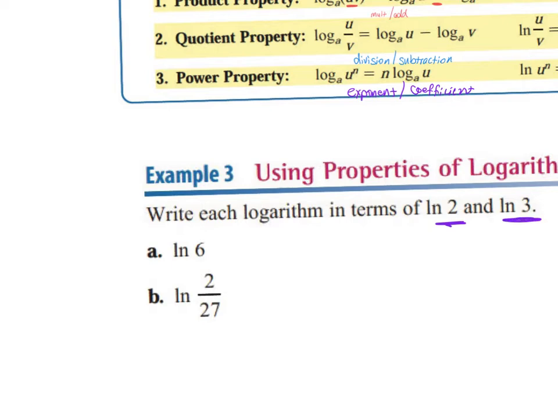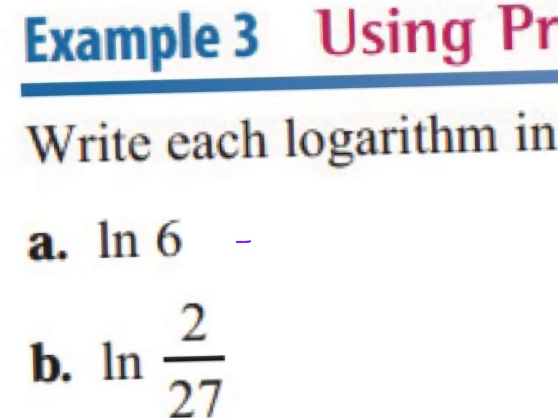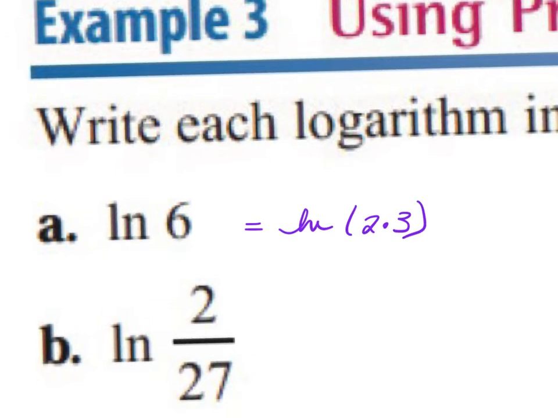Okay? So I can rewrite ln of 6. You guys agree? I can rewrite it as the natural log of 2 times 3. Everybody agree with that? 2 times 3 is 6. So if I have my natural log, what operation is happening right here? Multiplication. So if something's being multiplied, that means we're already smushed together. I'm going to pull it apart.